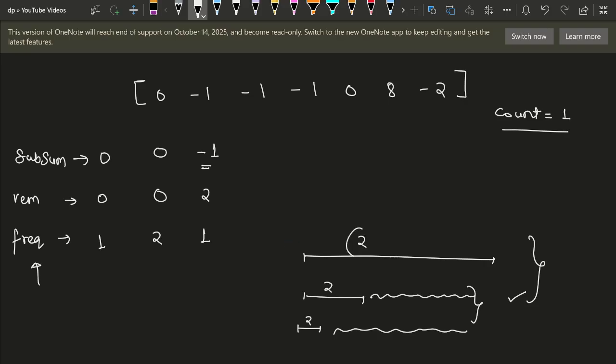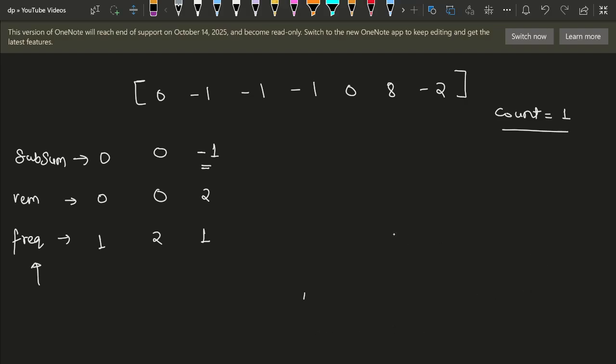Yeah, so if it had existed, we would increase our count variable by the frequency of 2. Since that's not the case, we move forward, and here our subarray sum becomes -2. For -2 we add 3, which will give us the remainder of 1. Here we see whether 1 exists in our map or not. Since it does not, we'll again update the frequency of 1.